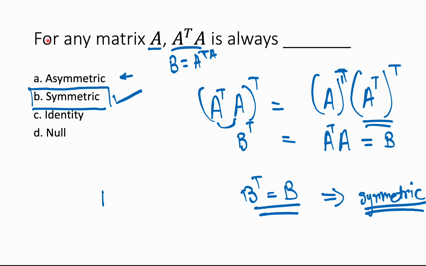And then the next question was, for any matrix A, A transpose A is always what. It was related to the symmetric and asymmetric situation. So we took the transpose, and when we take the transpose we have to interchange the positions. If we say A transpose A is B, then we took B transpose, and finally it turned out to be B itself. So B transpose equal to B means the matrix is symmetric, so B is the correct answer.